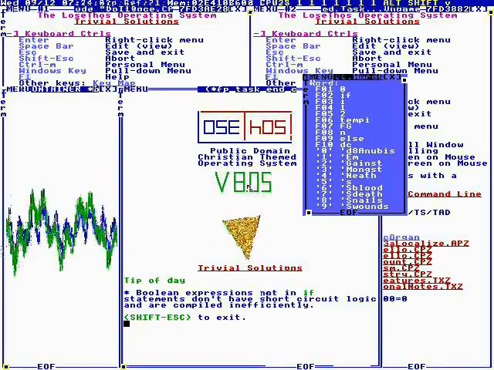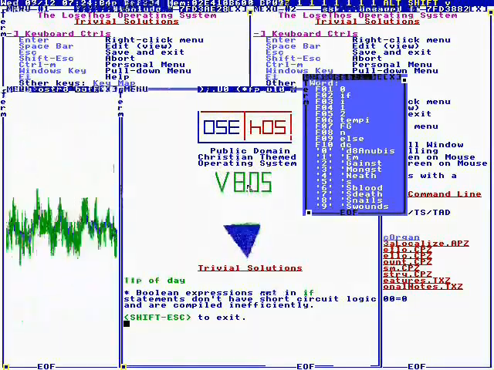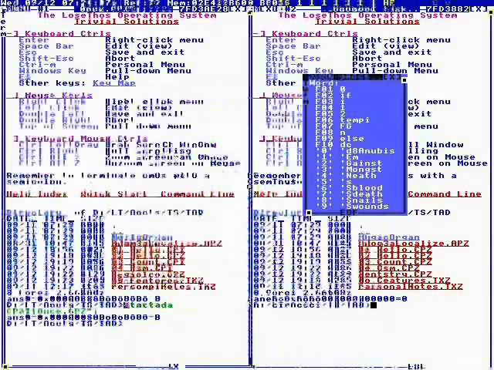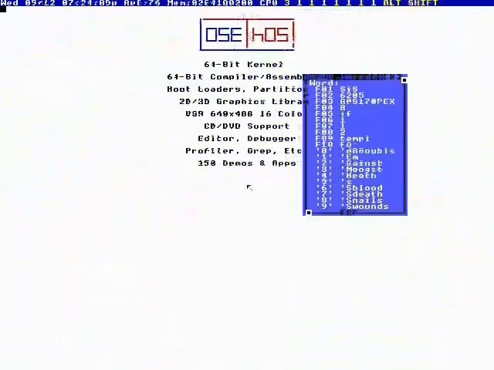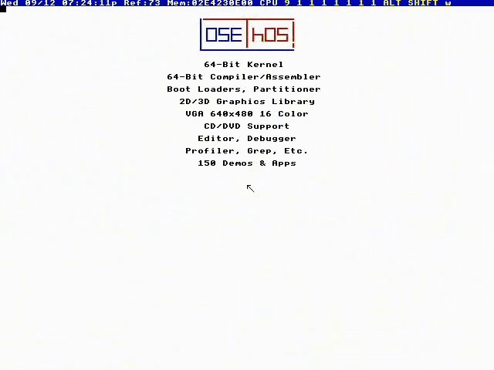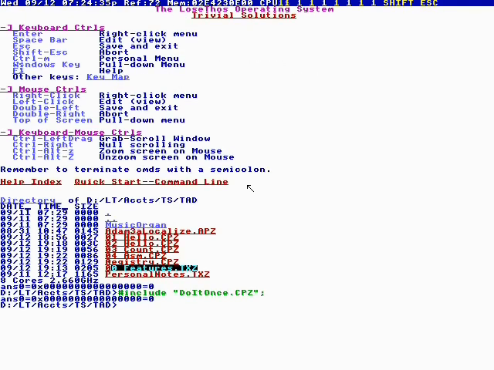This is LoseThos, a 64-bit operating system for the IBM PC that's for recreational programming. It features a 64-bit kernel, 64-bit compiler, assembler, bootloaders, partitioner, graphics library. It supports VGA 640 by 480. I limit it to that because I don't have GPU support and I don't want it struggling. Anyway, it has CD, DVD support, editor, debugger, profiler, grep, tons and tons of demos.